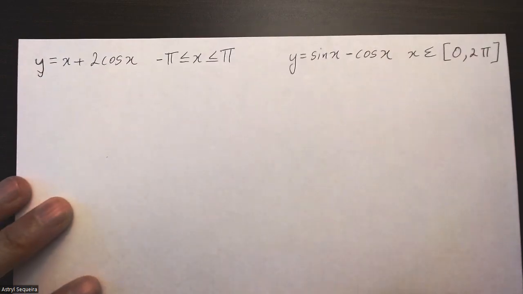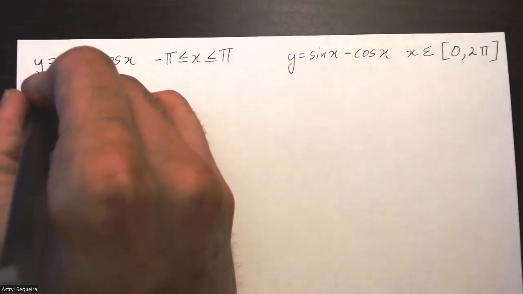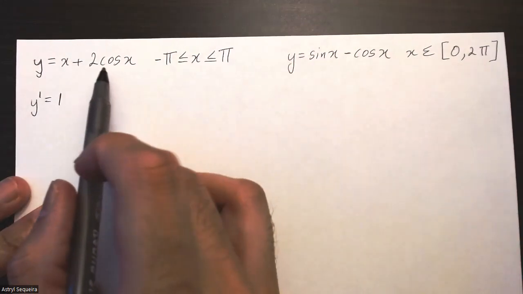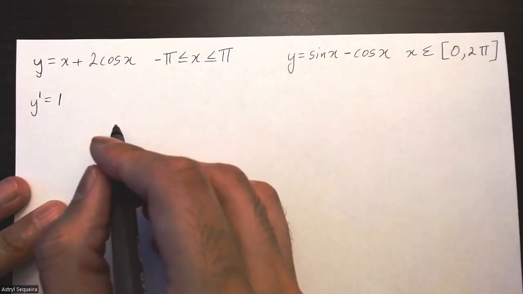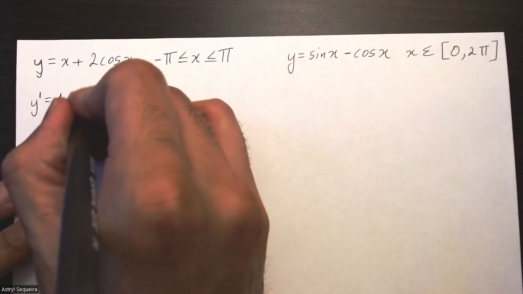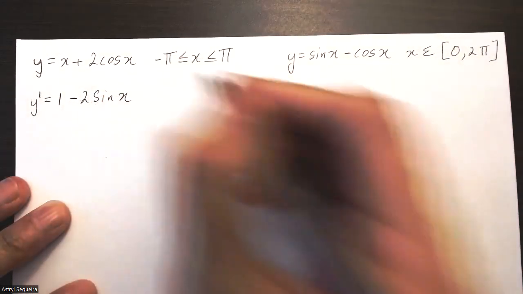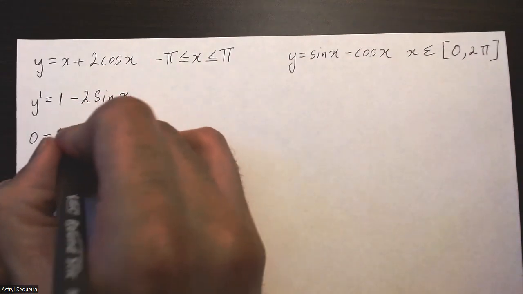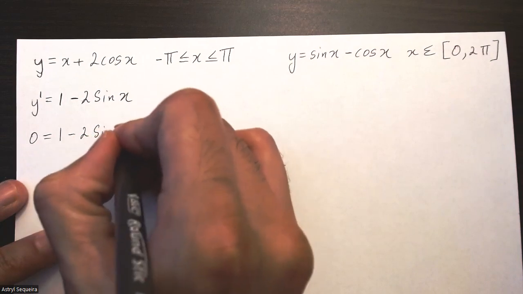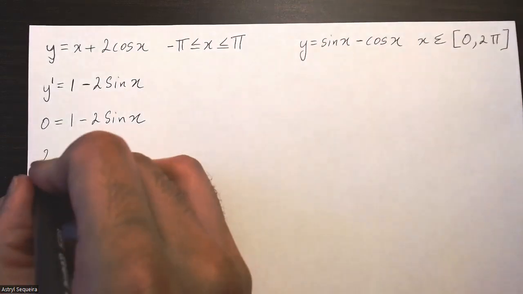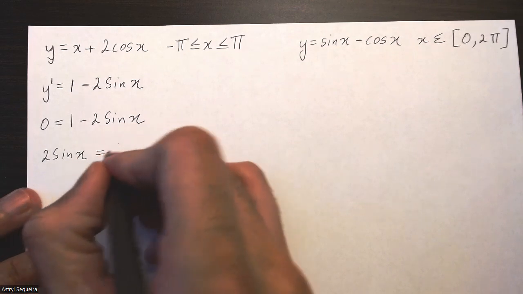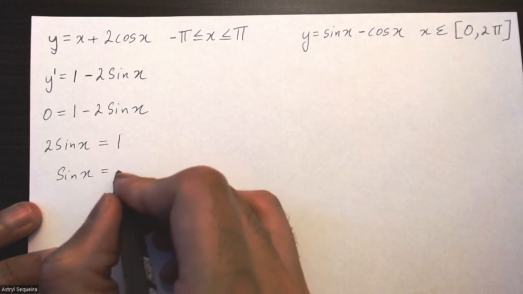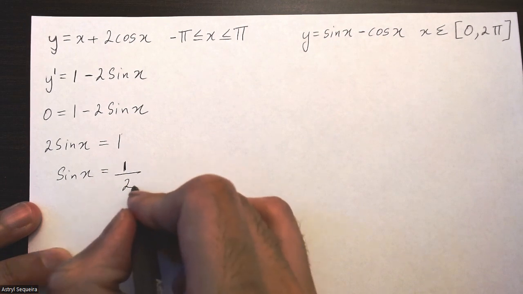The first thing we want to do is derive this equation. So the derivative of x is just 1, and then the derivative of 2 cos x is negative 2 sine x. Then we want to make this equal to 0 and solve it. I'm going to move this to the other side, and I'll divide by the 2 on the other side. So sine x equals 1 over 2.